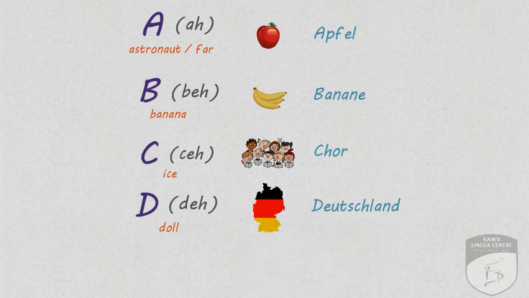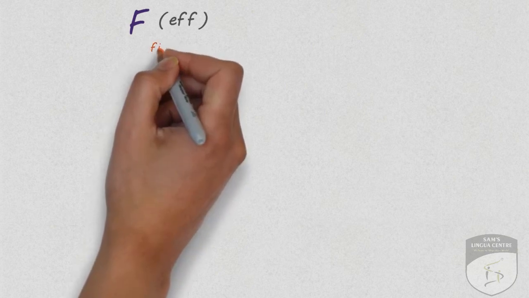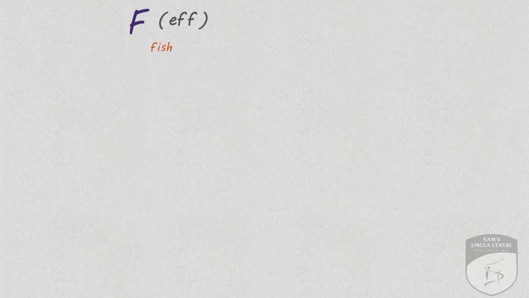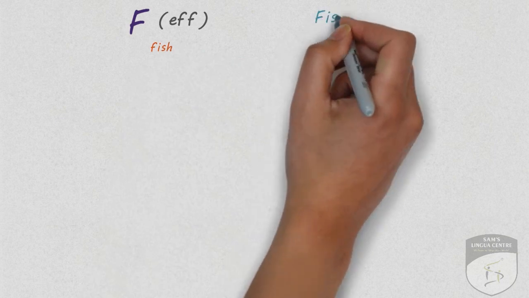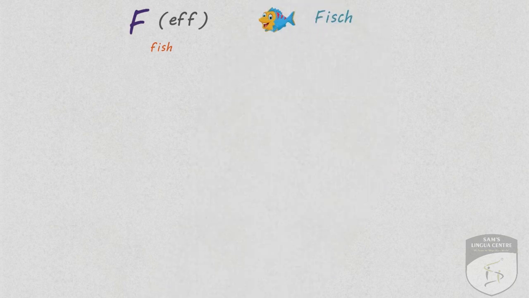Now let's have a look at the letter E. E, which is pronounced like the E in the word ten. The German word with the letter E is Elefant. Elefant, which means elephant. F. F is pronounced like the word fish, and the translation of fish in German is the same, Fisch. The next letter is G.